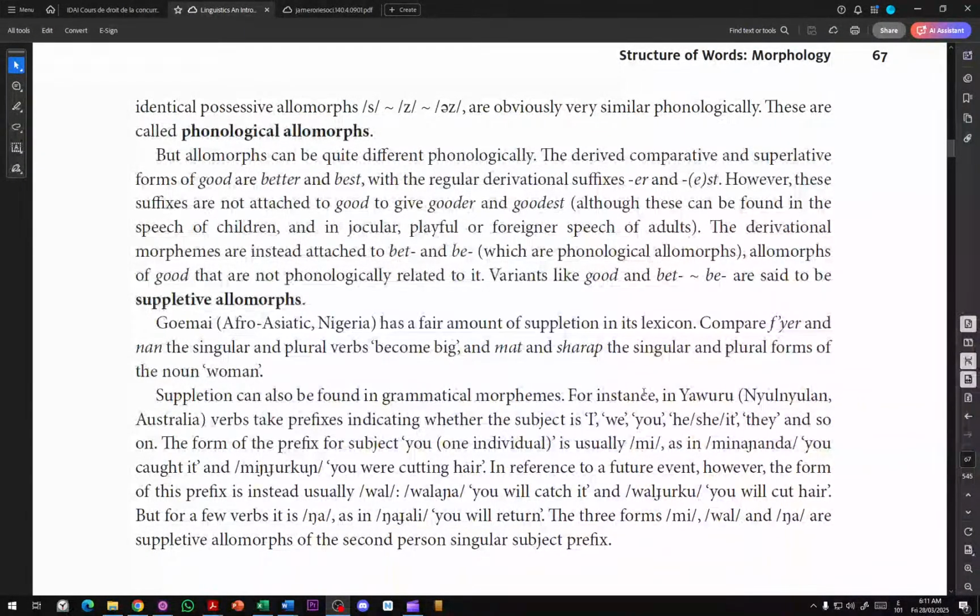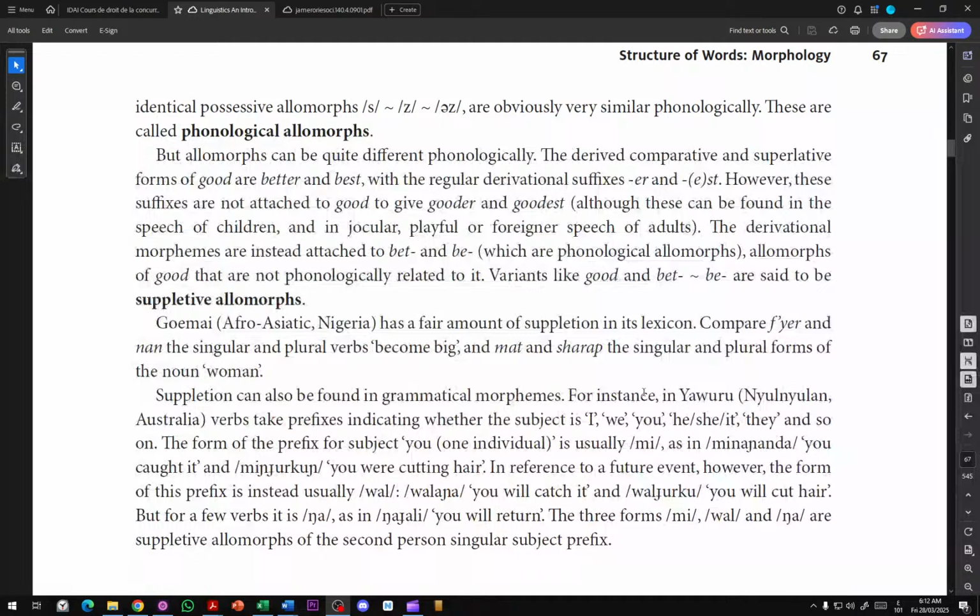Gbe, which is an Afro-Asiatic language found in Nigeria, has a fair amount of suppletion in its lexicon. Compare fear and nan, singular and plural verbs of become big. Mat and sharap, the singular and plural forms of the noun woman.